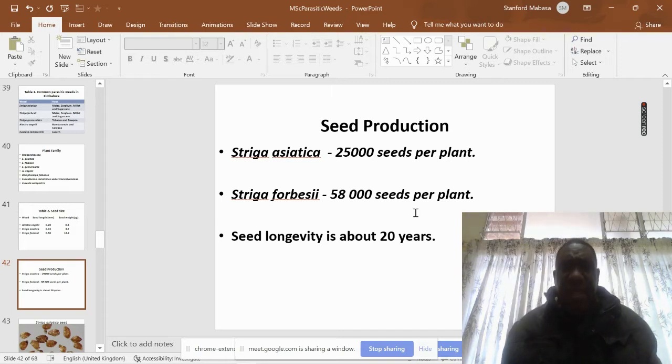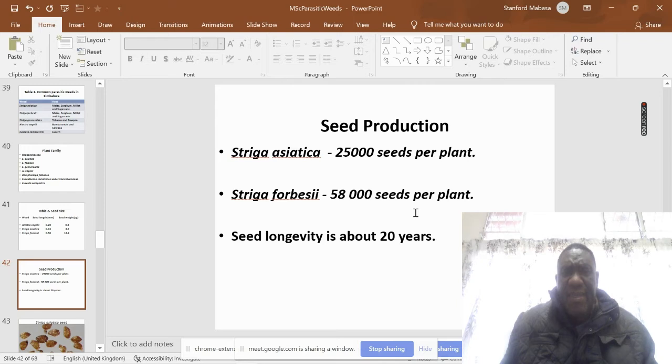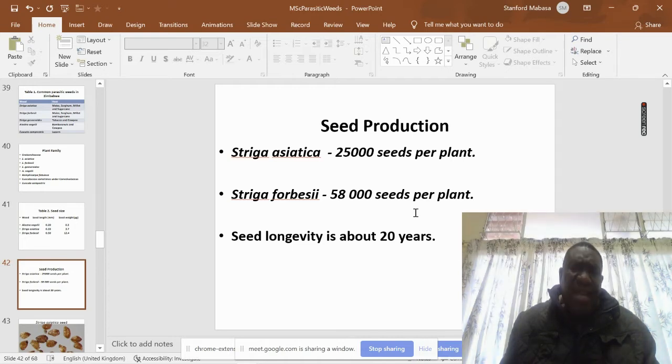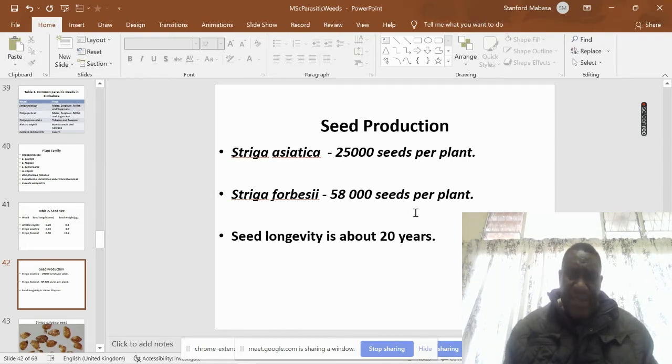As far as seed production is concerned, you can have one plant of Striga asiatica producing about 25 seeds per plant. Striga forbesii can produce 58,000 seeds per plant. These are high numbers of seeds from individual plants. No wonder why these weeds are difficult to control. In addition to high numbers of seed production, they can also last for a long time. They have a seed longevity which is about 20 years.